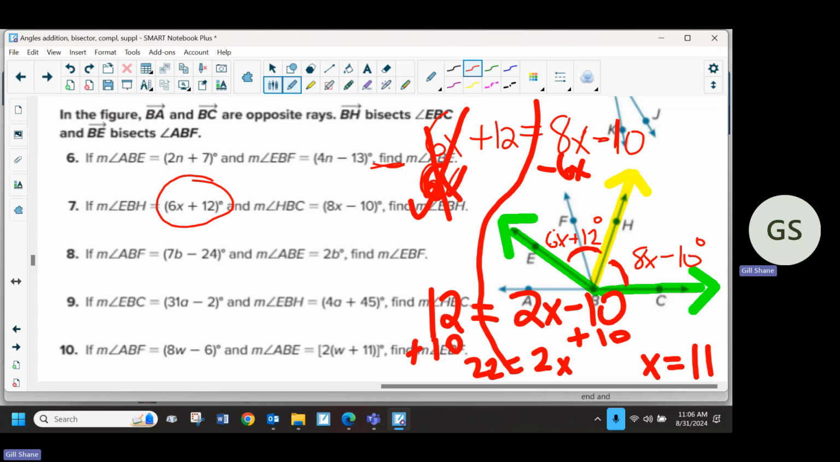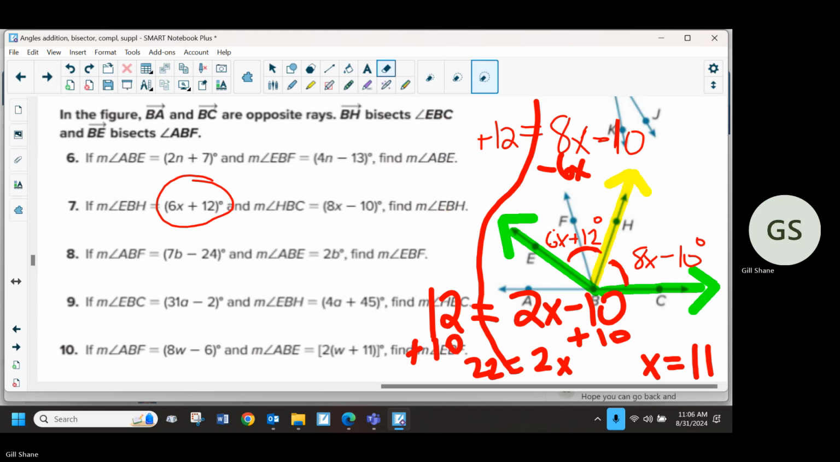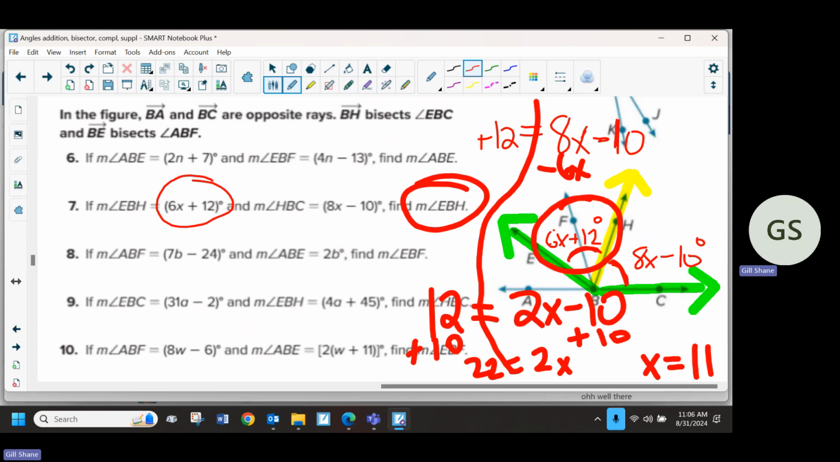And sure enough, you can go back and rewind if you need to see what was there. Sure enough, they are not just saying what is x, they're saying what is EBH. So now I have to go back, find EBH. Oh, well, there's EBH right there, or there's EBH right there, and plug in 11.